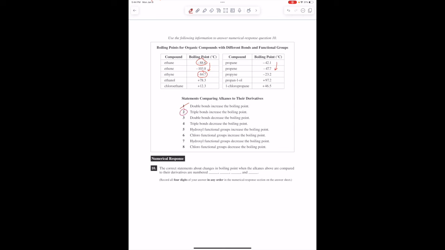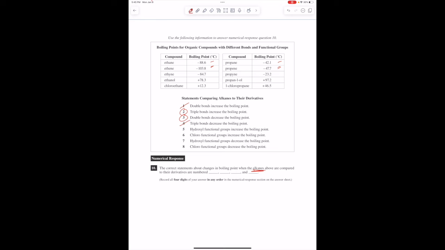Double bonds decrease the boiling point. Remember, we're comparing everything to the alkane. So double bonds decrease the boiling point. Let's see. Here's my single bond. Here's my double bond, right? Yeah, double bonds do decrease the boiling point. Okay. Triple bonds decrease the boiling point. No, we just looked at that.